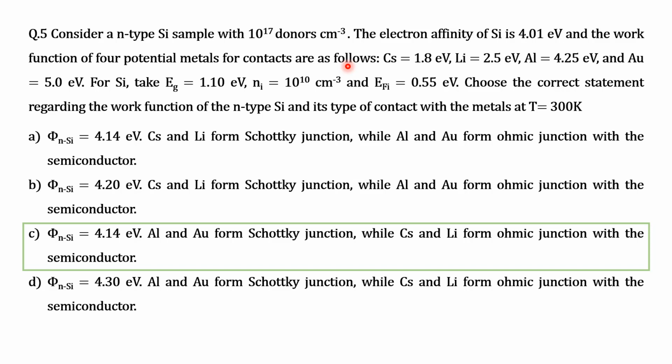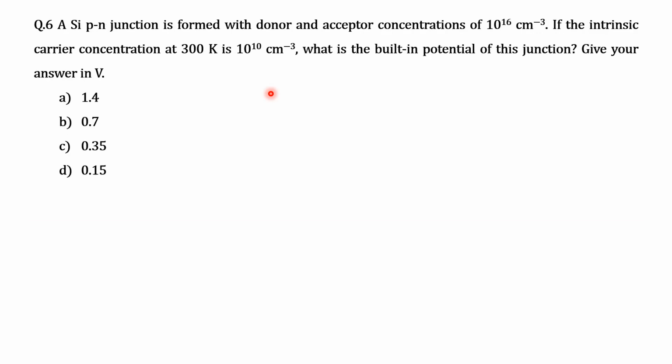So that equation we have to use, and we have to find out the work function of the silicon sample. And then upon comparing these two values, we will be able to see which of the metals will give us Schottky junctions and which of the metals will give us ohmic junctions. So I hope this question is clear. Now we can move on to the sixth question.